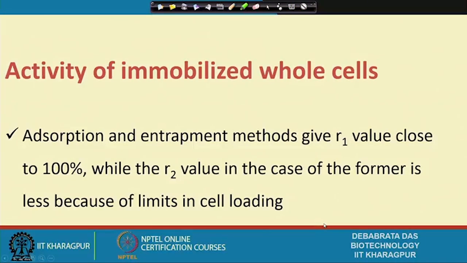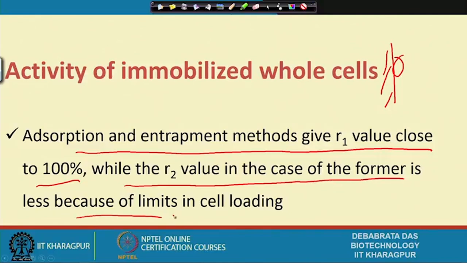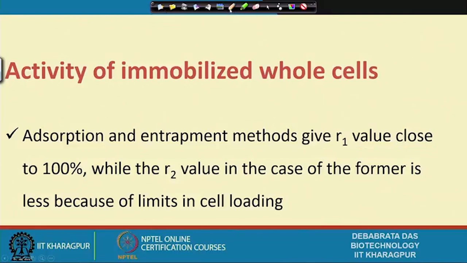Now, the activity of immobilized whole cells: the adsorption and entrapment methods give an R1 value close to 100%, because we assume that since the cells are loosely connected on the surface and the diffusion problem is very small, we can expect 100% of the reaction. While R2, in the case of the latter, where cells are loaded inside, we have some problem, because the rate of reaction will be a little bit less as compared to the adsorption technique or suspended cells.